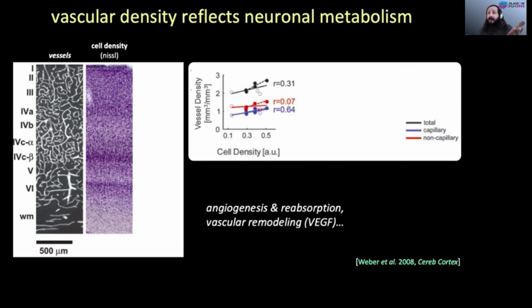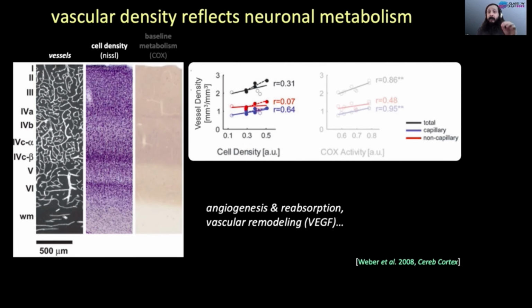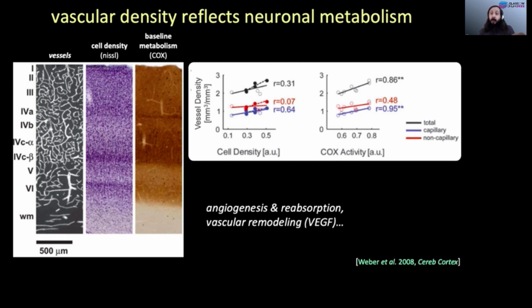And while vascular density resembles cell density, perhaps unsurprisingly, it's more strongly correlated with patterns of neuronal metabolism, as shown here.